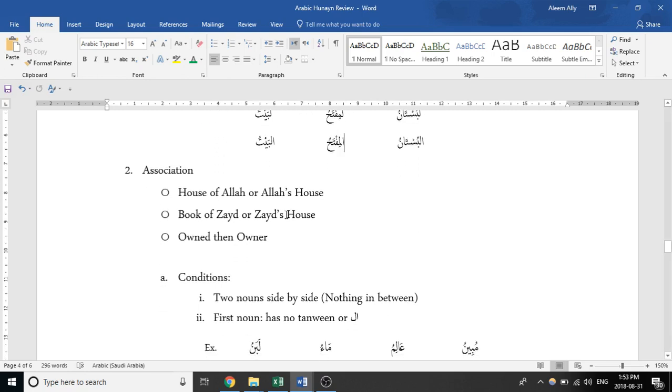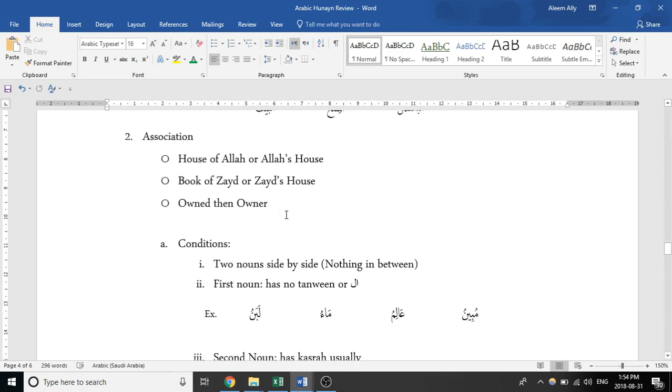The conditions to fulfill this are that you have to have two nouns side by side and absolutely nothing in between. And the first noun has no tanween or no al. Usually we look for al as a sign of definiteness, and most of the time it will be, but in this case of association, there is no al and there is no tanween.